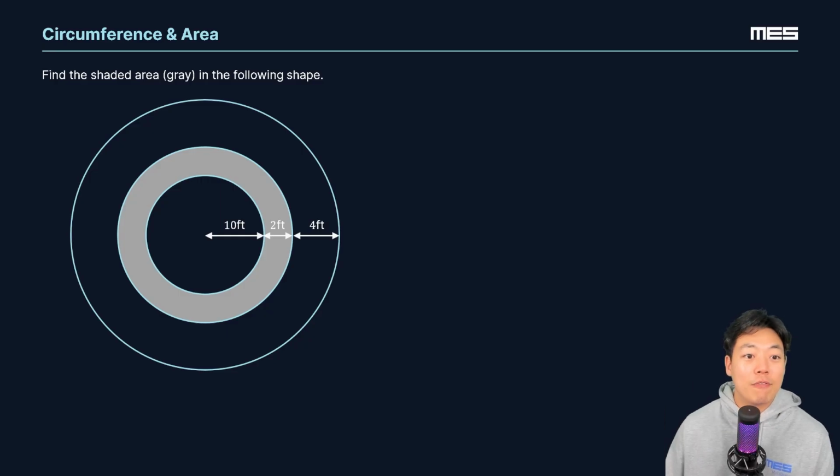Now, find the shaded area in gray in the following shape. This 4 feet is a distractor. We actually do not need it at all. All we need is this first circle and subtract the second circle, and we'll be able to find the shaded region. So the area of the first circle minus the area of the second circle is what we're looking for.